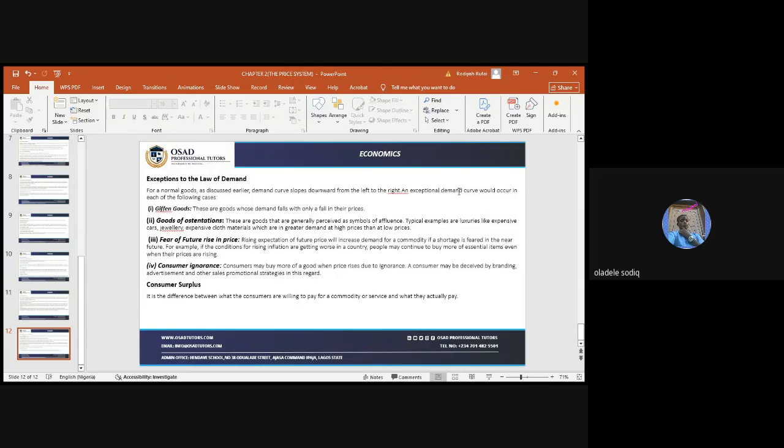An exceptional demand curve will occur in each of the following cases. So the first one is Giffen goods. What are Giffen goods?